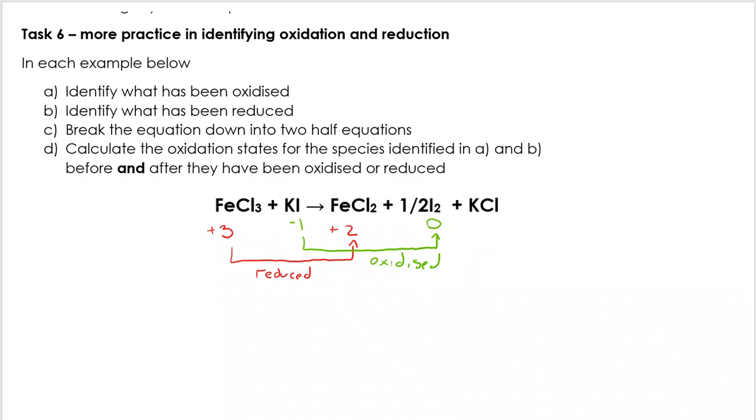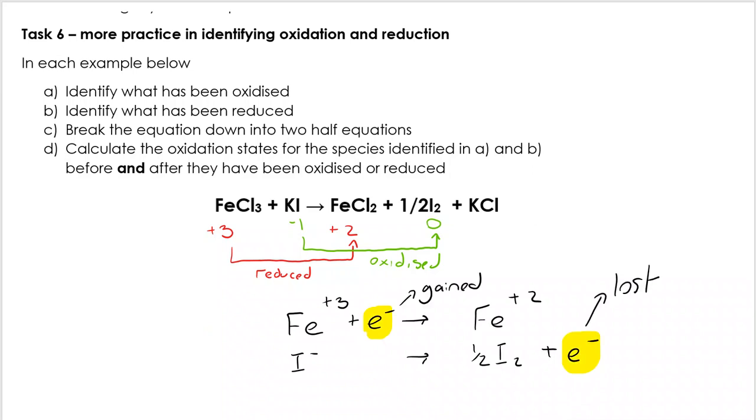Now, if we break it down into its ions and we get rid of spectators and break it into its half equations, we end up with Fe3+ going to Fe2+, and that happens by gaining an electron. Then we have iodide ions going on to become iodine by losing an electron. So we can see here that the iron has been reduced because reduction is gain of electrons, and iodide has been oxidized because oxidation is loss of electrons. And I've just got those highlighted on there as well.